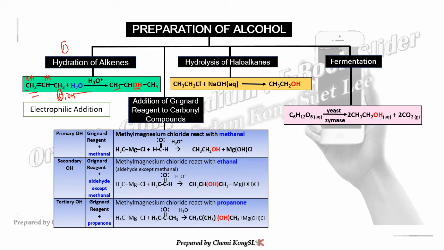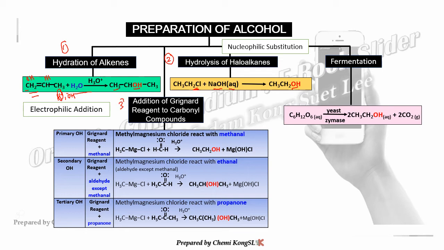Okay, next. Haloalkane, which we learned in previous chapter, reacts with aqueous sodium hydroxide. Hydroxide is a strong nucleophile. So it will undergo nucleophilic substitution and then OH will replace the halogen. So it forms ethanol. This is the second method, hydrolysis of haloalkane, nucleophilic substitution.